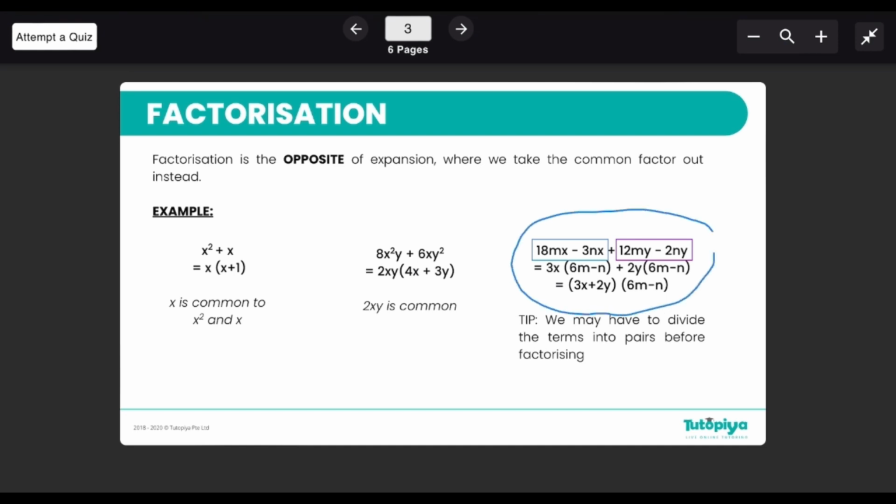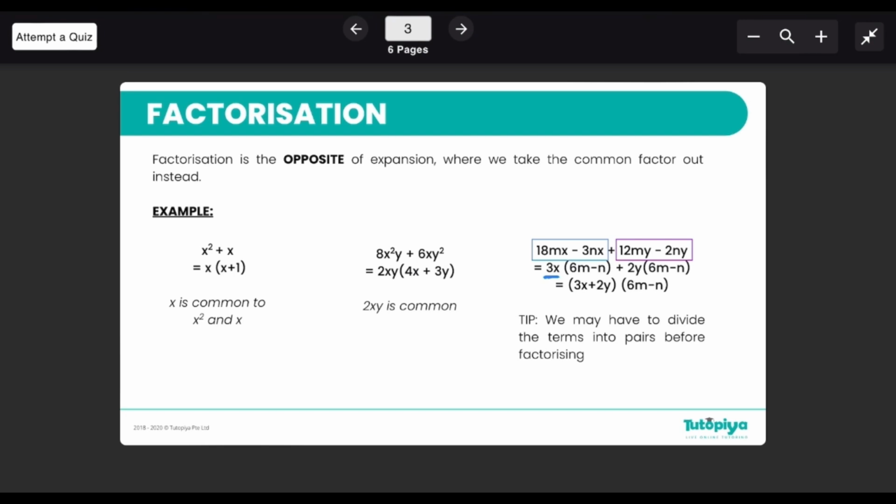The other type of factorization is this one, where you may have to group together terms and factorize the first two terms and factorize the second two terms separately, and then do an overall factorization. So you can see between the first two terms highlighted here in blue, the 18 and 3 have a common factor 3, and also there's an x in both the terms. So I'm going to take out 3x there, and that leaves me with 6m for the first term and just negative n for the second term. So be very careful with your symbols here.